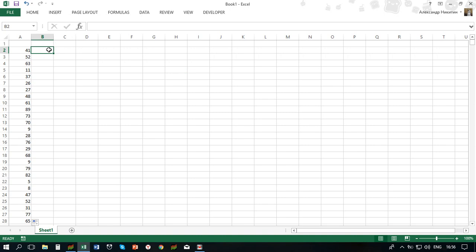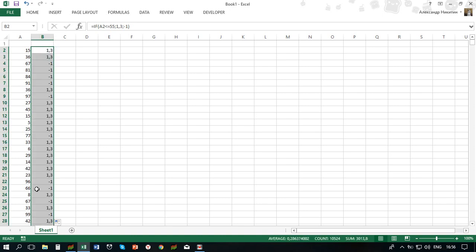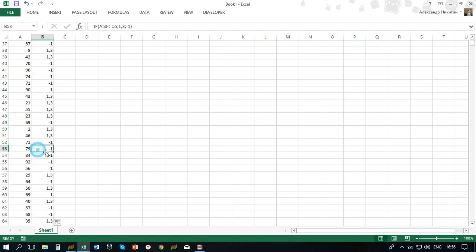Let's do it this way. This equals, if, do some logical test, this less or equals 55, yes, then it should be 1.3. Why is it 1.3? Because 1.3 is my average winner, and if it is not less than 55, if it is more than 55, let it be -1, this way. If I double click, it will substitute that this way. You see, all of them, either 1.3 or -1.